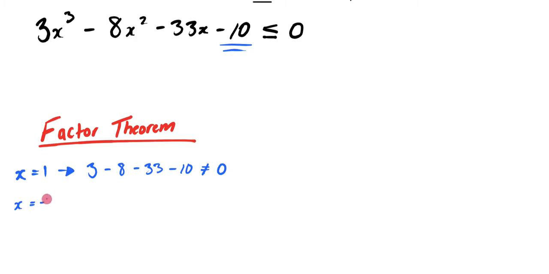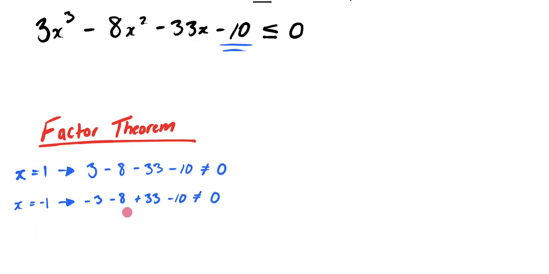Let's consider negative 1. So if I was to put in x equals negative 1 into this, what would I get out? For that, I would get negative 3. For this one, I would get negative 8 again. For this one, I would get plus 33. And then for here, I would get negative 10. Once again, it's quite clear that isn't going to be equal to 0. All right, so let's keep on going.